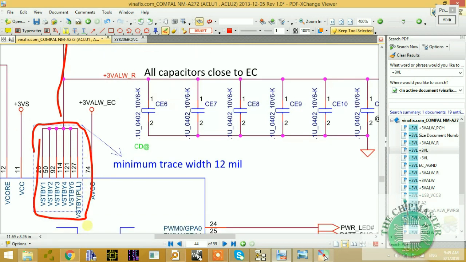In some boards you might see VCC1, VST1. Depending on the motherboard schematic you'll see different names, but it's the same working condition, the naming is the same.